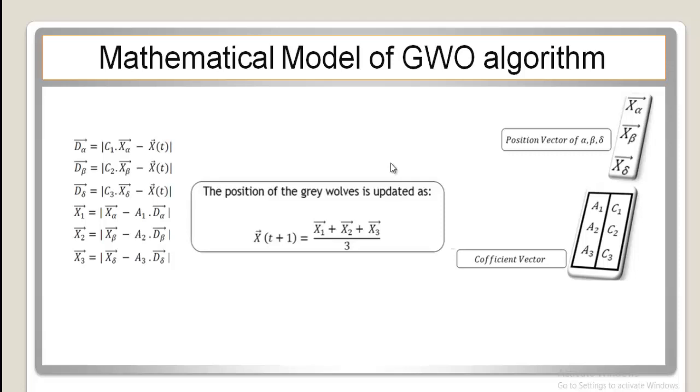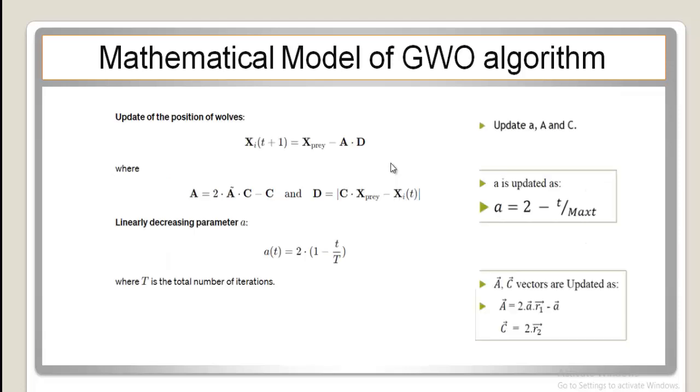Let's explain more of the mathematical model of the gray wolf optimization algorithm equations. First, I will explain the position update equations, and then I will explain the coefficient vector equation and the adaptation parameter a equations, and how they are calculated. The position update equation: the position of each agent for the next iteration, t plus 1, is updated by considering the current position X(t) and adjusting it toward the optimal solution.